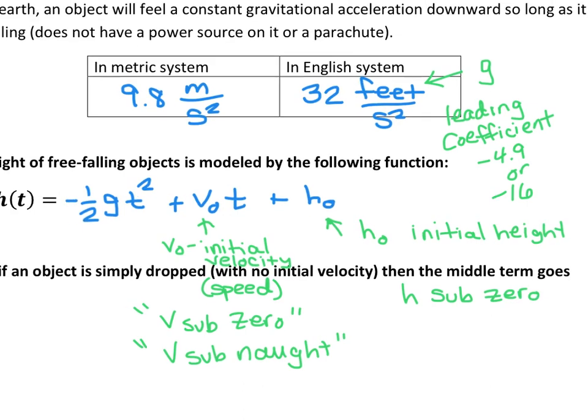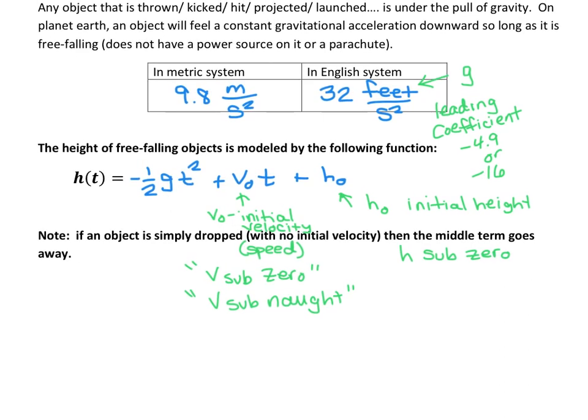All right, so the last point I would make here is that if you're not throwing an object up or propelling something up, and you're just simply dropping it down to the ground, then there is no initial velocity. So you will see here, this would just be 0 times time, so the entire middle term just goes away if it's just a free-falling drop to the ground.